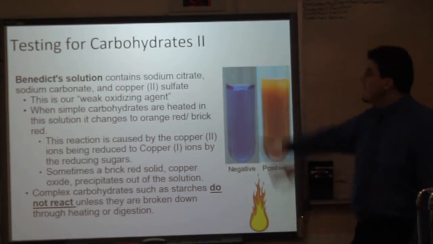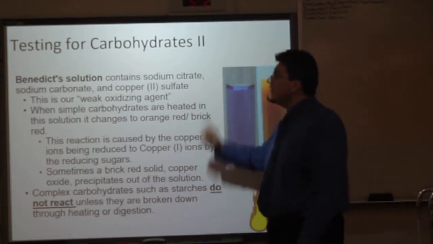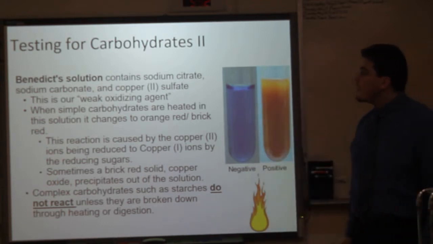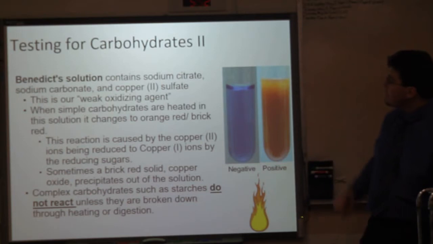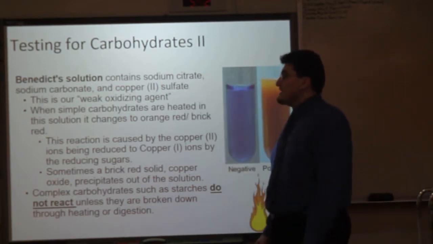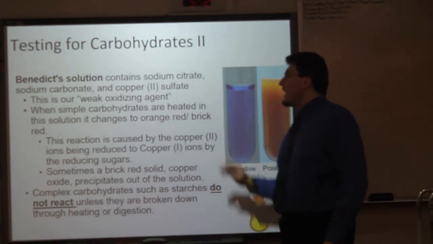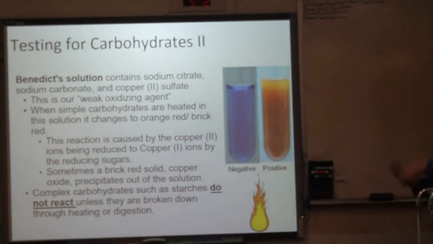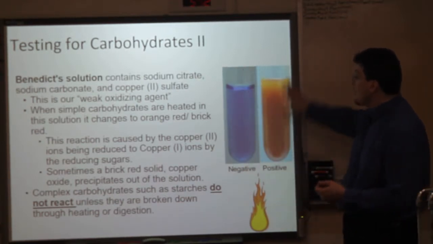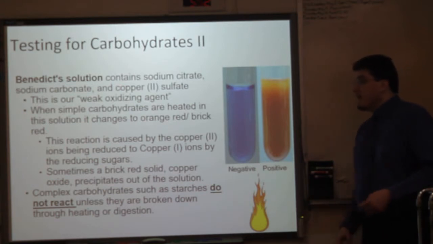Benedict's solution contains sodium citrate, sodium carbonate, and copper 2 sulfate. The copper 2 sulfate is the important part. It's what makes it blue. This is our weak oxidizing agent. When simple carbohydrates are heated in this solution, it changes from blue, this color blue, to an orange-red or a brick-red color.